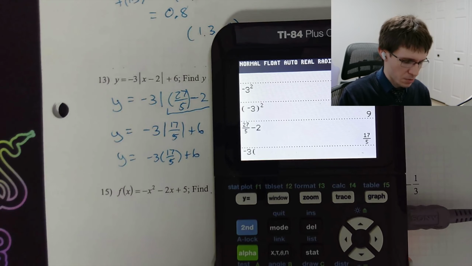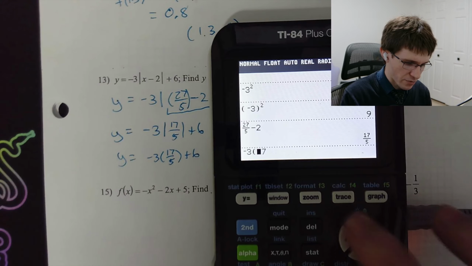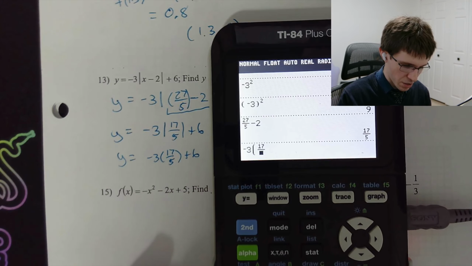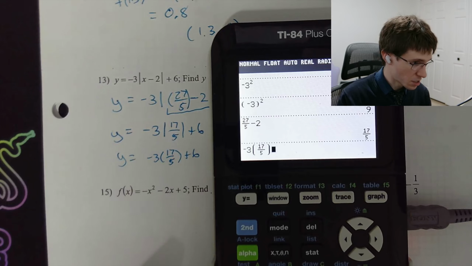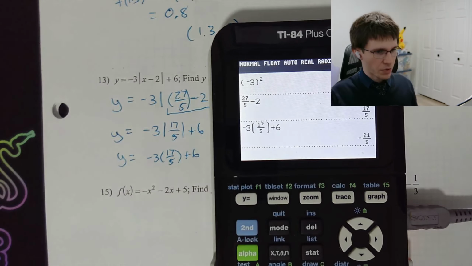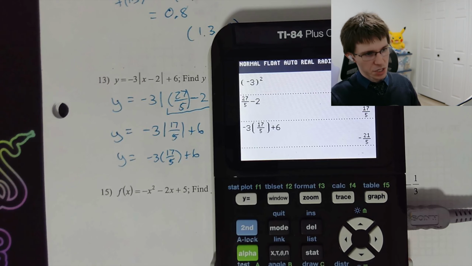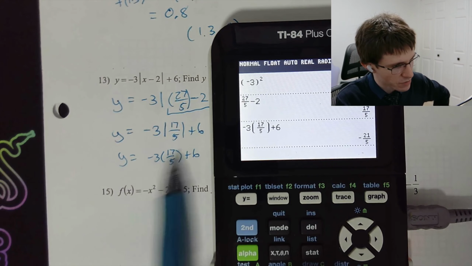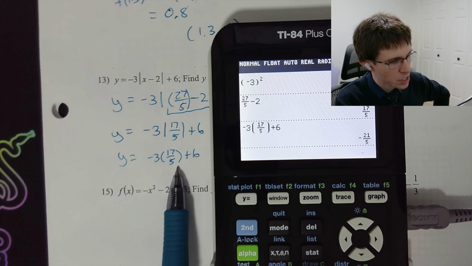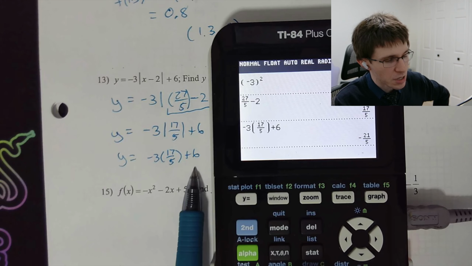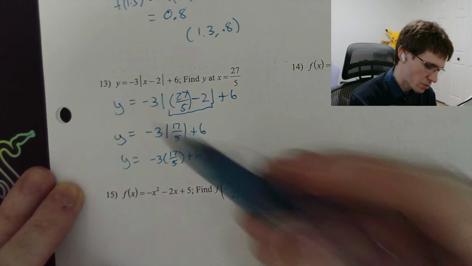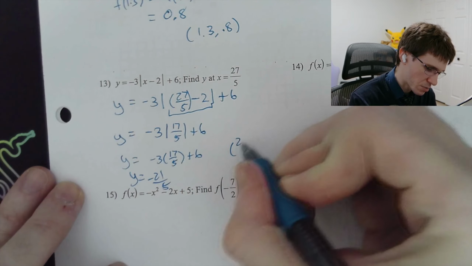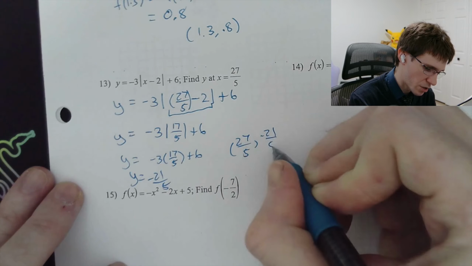So -3 times 17/5. I forgot to get the fraction bar going. So 17/5, and then end those parentheses, and then plus 6. So we end up with -21/5. Yet again, if you want to hear how you could do this in your head, 3 times 17 is 51, so -51 there, and 6 times 5 is 30, so -51 plus 30 is -21, and that's where you get that -21/5. And our final coordinate there is going to be 27 over 5, comma negative 21 over 5.